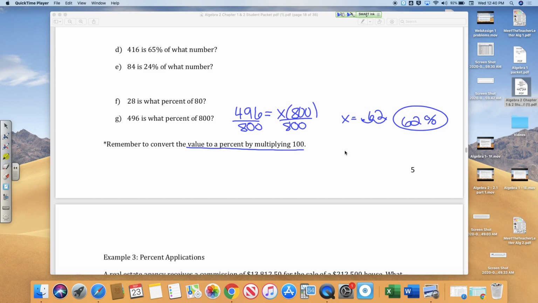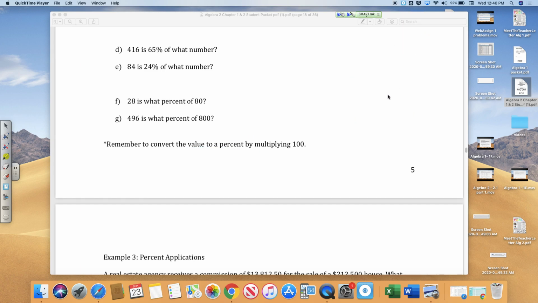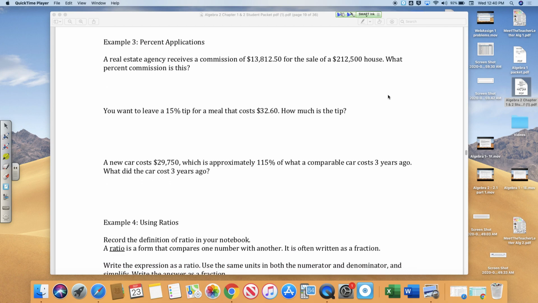The last topic we're going to review today is example 3 on the other side. So flip your packets over to the last page. We're going to go over these problems here because they have to do with percents as well. So, percent applications. A real estate agency receives a commission of $13,812.50 for the sale of a $212,500 house. What percent commission is this?